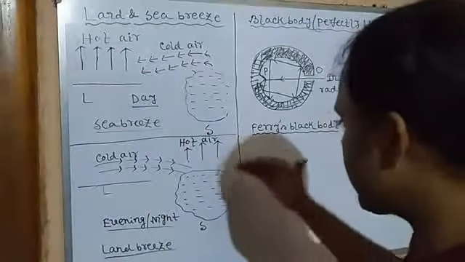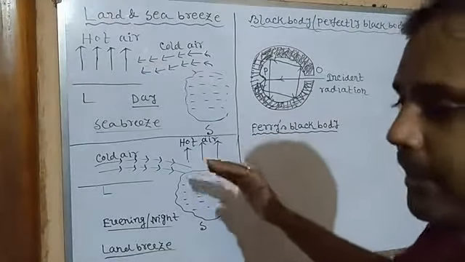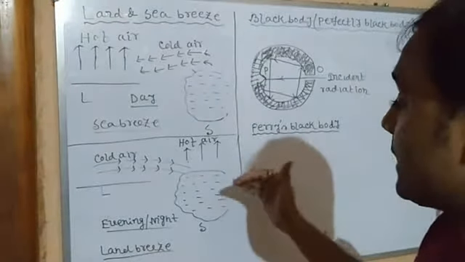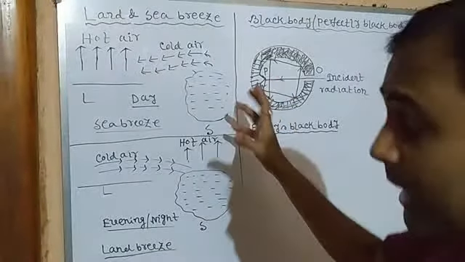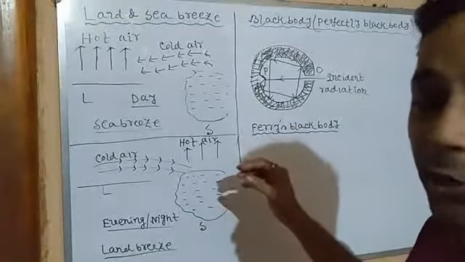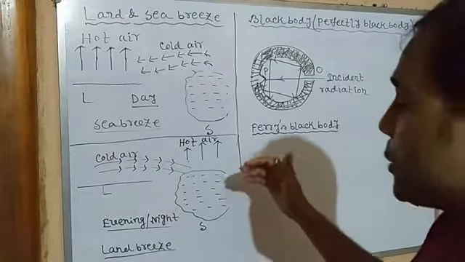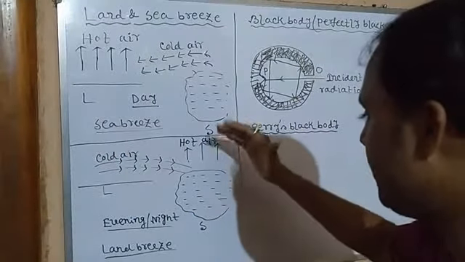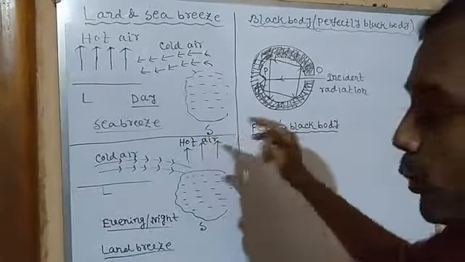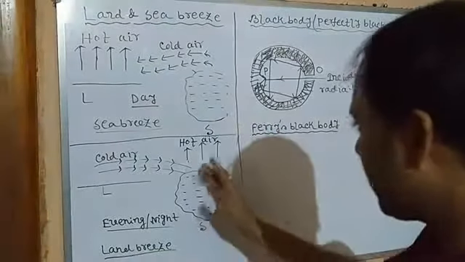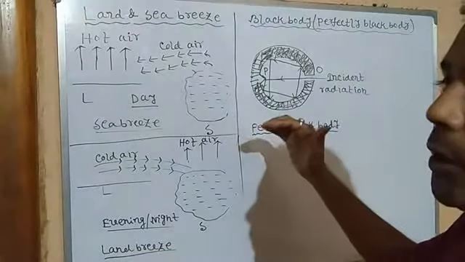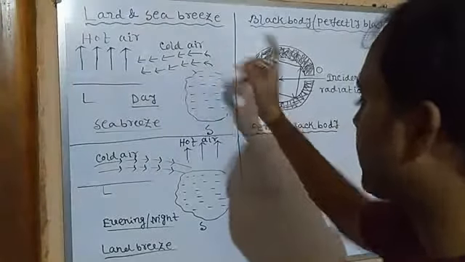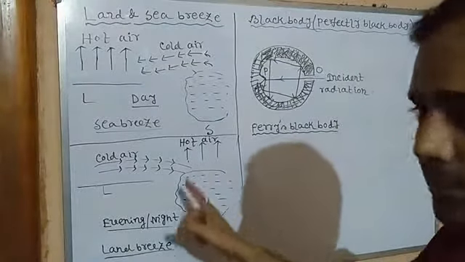But the water body, just adjacent to the sea level, still remains hot since it is a bad conductor of heat. Since it doesn't get heated faster, it cannot become cold faster, isn't it? So the air above the land now becomes cold, whereas the air just above the sea surface becomes hot. So now the air just above the sea surface, since it is hot, becomes light, becomes warm. So it rises in the upward direction, then creates a vacuum here.